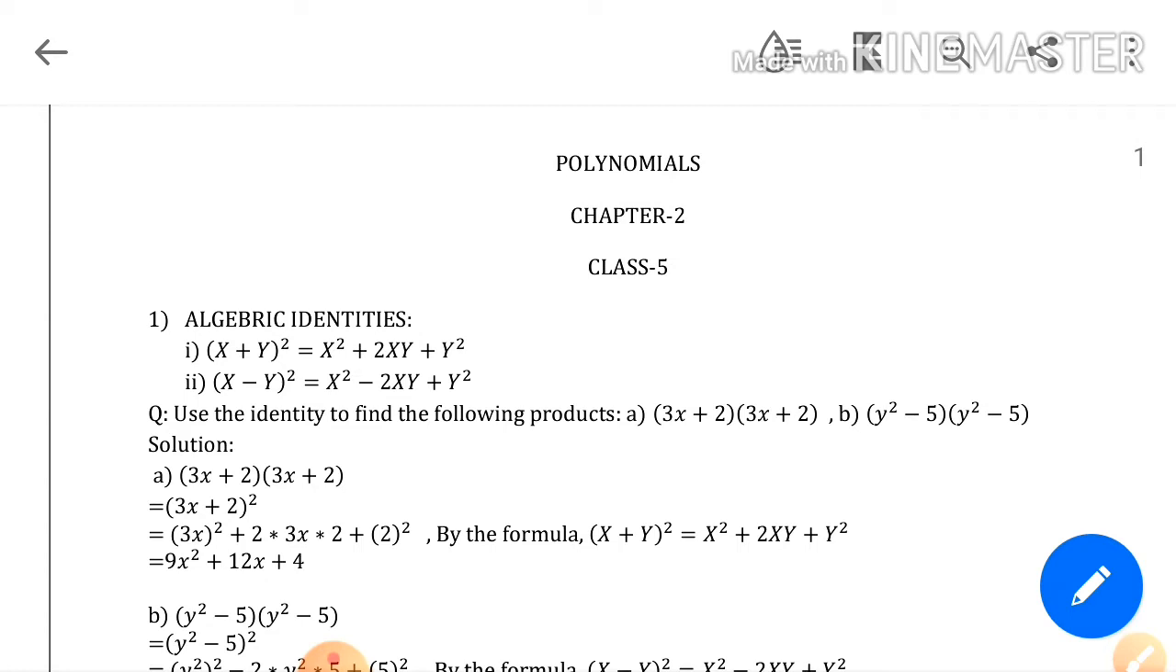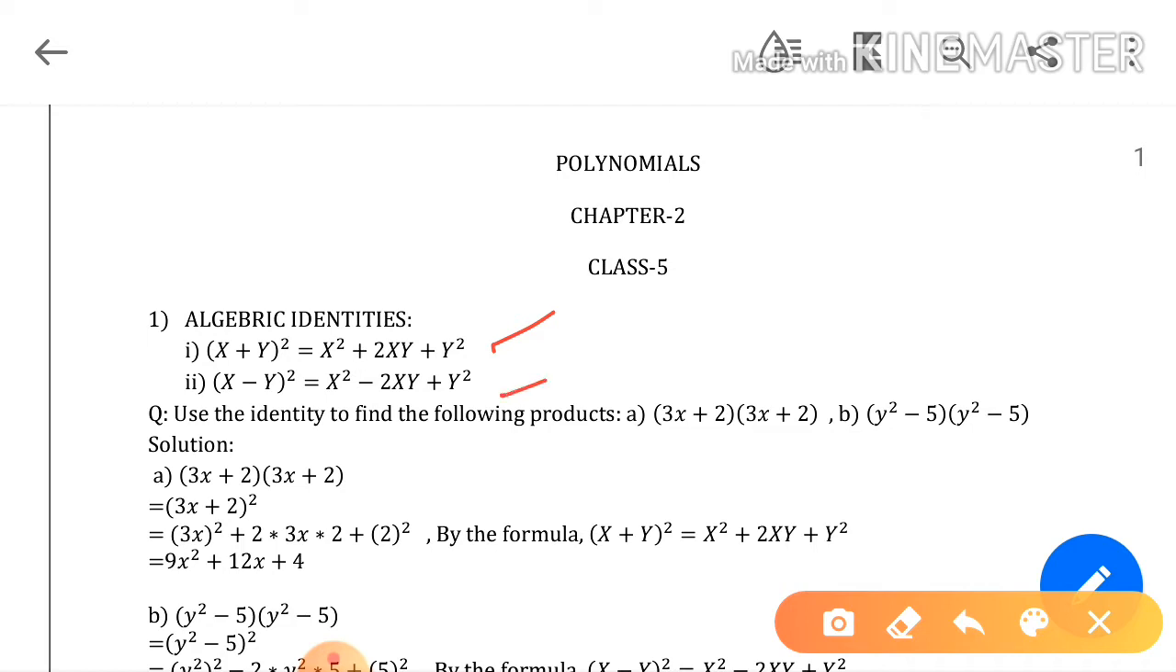First, the formula that we have already learned in the previous class, that is (x + y) whole square equals x square plus 2xy plus y square, and also (x − y) whole square equals x square minus 2xy plus y square. These are the formulas we have learned before. We will take up two questions on this formula.